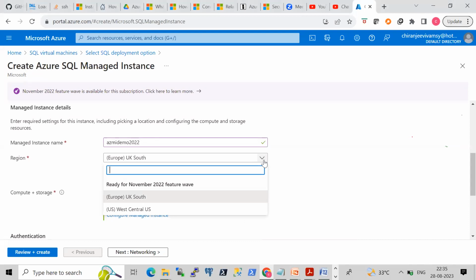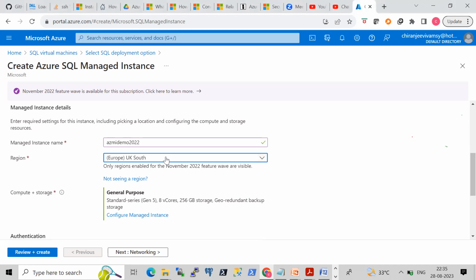Vamsi, can you rename the managed instance once you've decided, at some point I want to rename it? No, it's not possible. Once you have created it, it's not possible to change that name, but you can create an alias. So you'll get to know all those things.